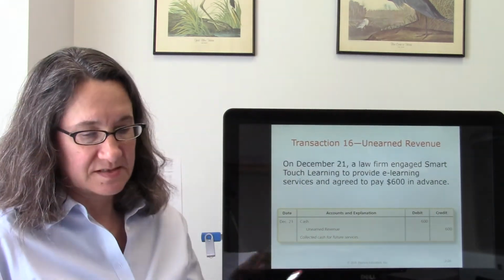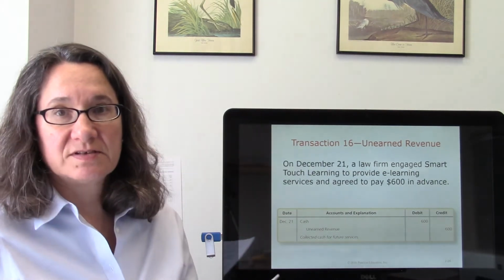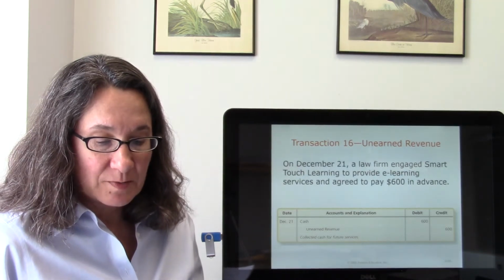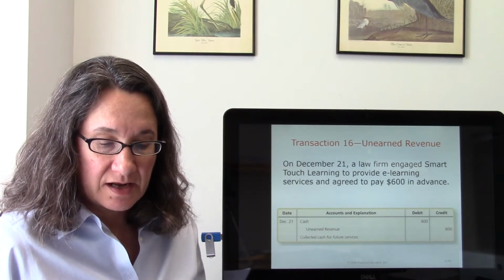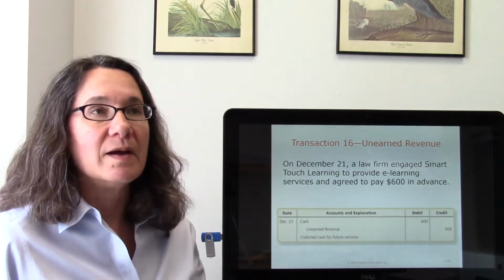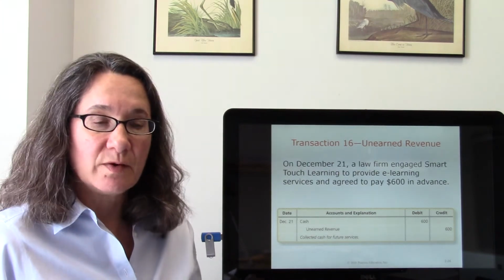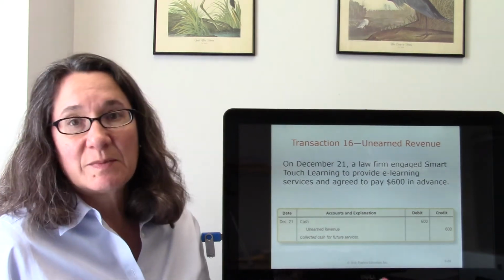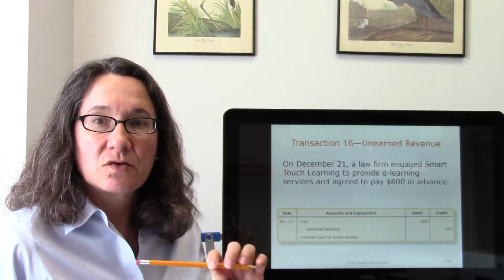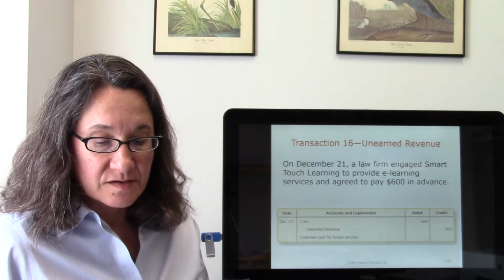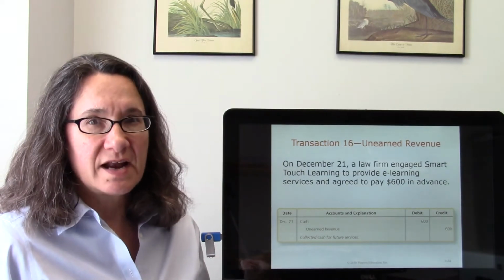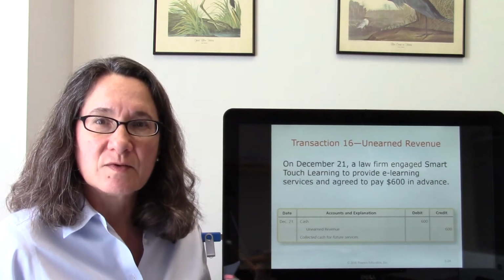Another transaction. Let's keep practicing. Unearned revenue. Now let's see if you remember what unearned revenue is. On December 21, a law firm engaged Smart Touch to provide e-learning and agreed to pay $600 in advance. So you may recall there's revenues, which is when we do some work and somebody pays us, or maybe they don't, maybe we get an account receivable, but when we've actually done the work, that's revenue. In this case, somebody paid us up front, but we have not done any work. So it's not actual revenue, we haven't earned it yet. We haven't done the work.